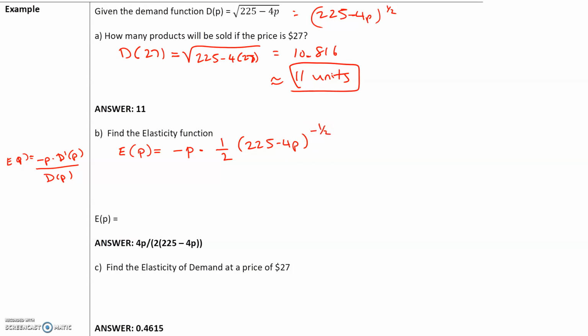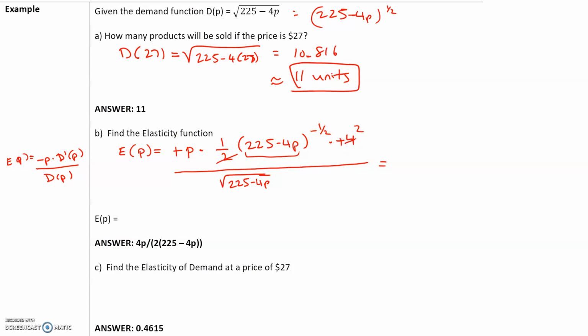Do not forget about the chain rule. When the parentheses has a variable, we have to multiply by the derivative of it as well. And the derivative of the parentheses will be negative 4. So that's the numerator, which we will have to simplify. On the denominator, we just have d of p, which is the square root of 225 minus 4p. Now let's simplify this. First off, we have a negative times a negative, that's a positive. We have a 2 and a 4, so 2 goes into 4 twice.